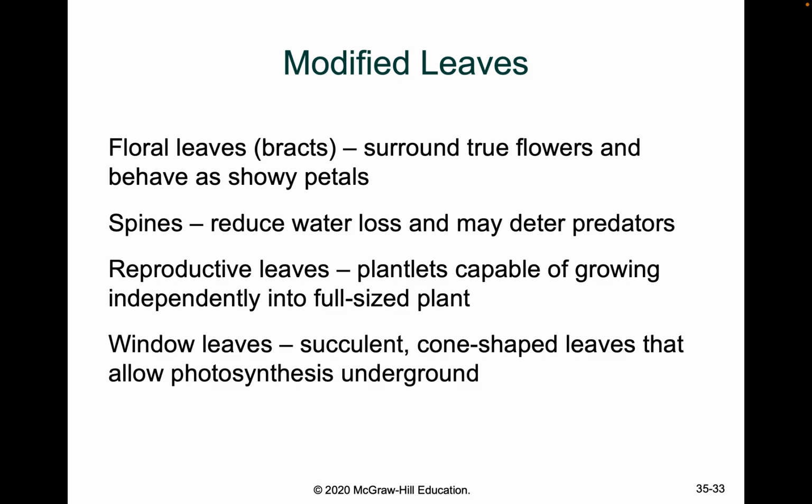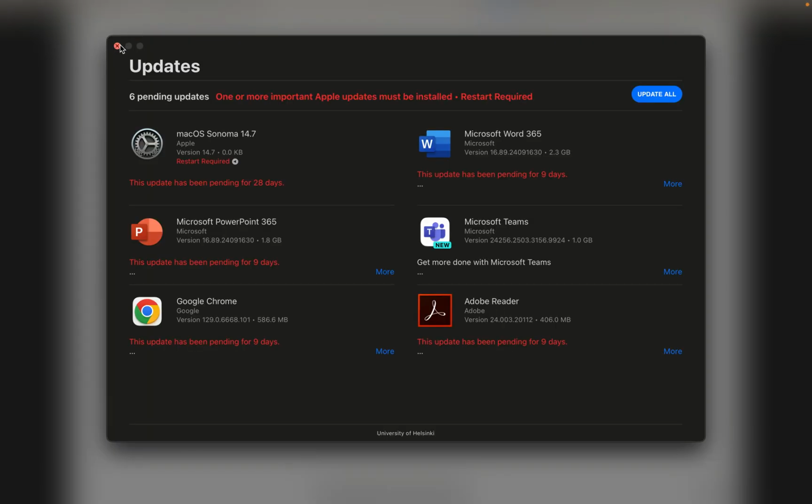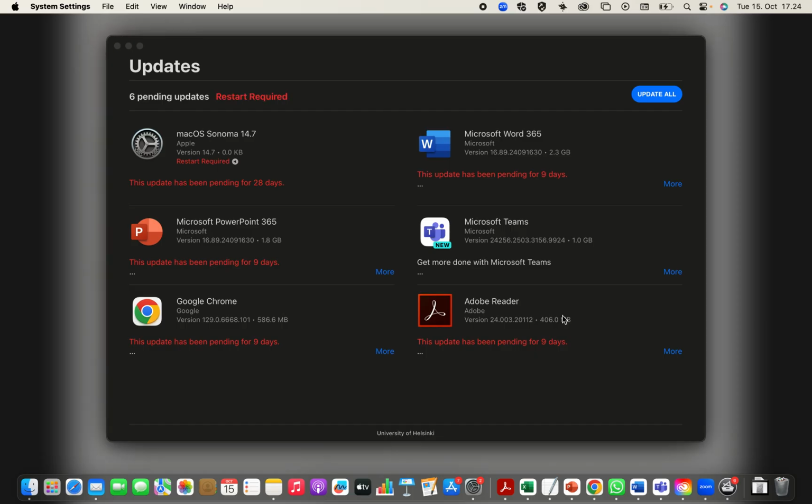Some leaves, for example, as we know, like cactuses, have spines. So they actually reduce water loss and also help in pushing predators away. Some other leaves have these reproductive things called plantlets. They're small little things on the leaves that, once they fall off, are able to grow into a whole full-size plant. And this is very important in certain plants where pollination might not be a possibility, because the bees are not found there.